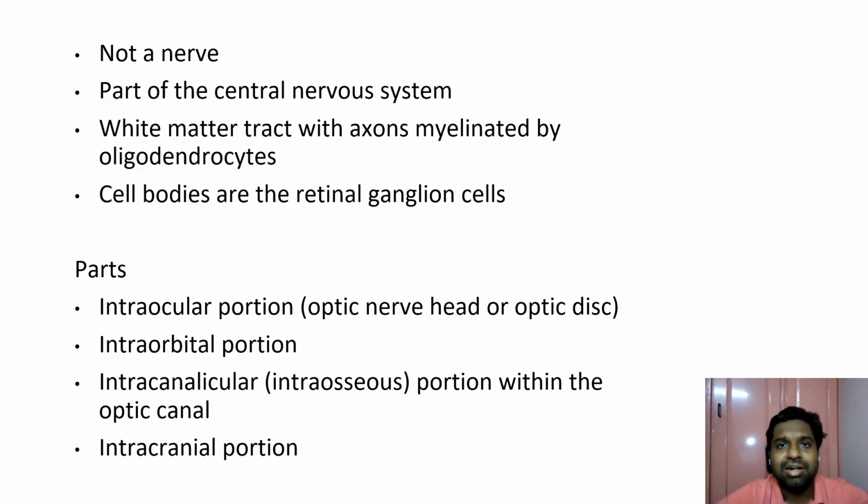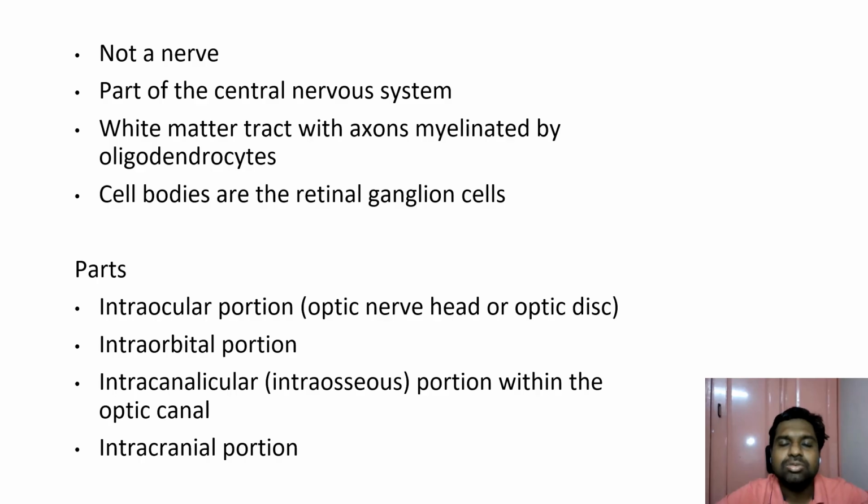The white matter tract of optic nerve is lined by oligodendrocyte, which is responsible for the formation of myelin sheath in central nervous system. Had optic nerve been a peripheral nervous system, instead of oligodendrocyte, we would have seen Schwann cell. Retinal ganglionic cells are the ones that are going to be cell bodies for this optic nerve axons.